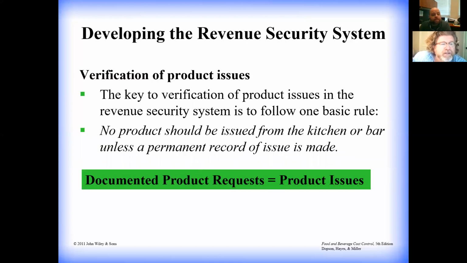Let's see. So if we're going to talk about what happens in the kitchen first, no product should be issued unless there's a record. Like I said, as a cook, I don't make you anything if I don't have a ticket. I know plenty of cooks that have records. But seriously, if there isn't a formal system, you can't just have the bar run to the kitchen and say, hey, I need lemons right now, right?